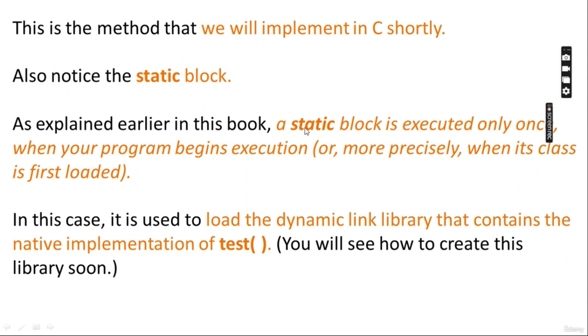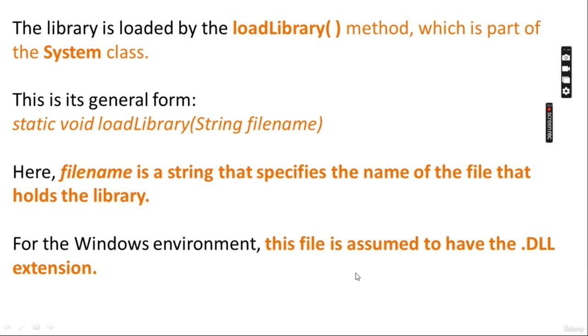Okay, so the static block will be called before any object is created. First of all, when your program's execution has started, the static block is executed automatically and only once. It is used to load the dynamic link library that contains the native implementation of test. You will see how to create this library.